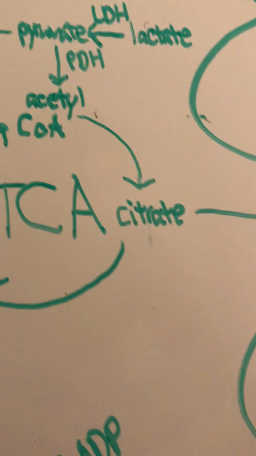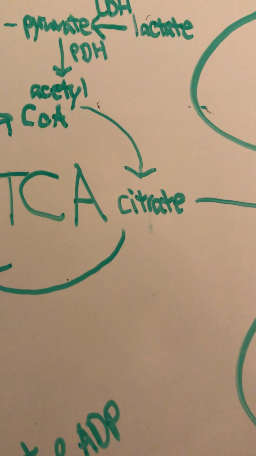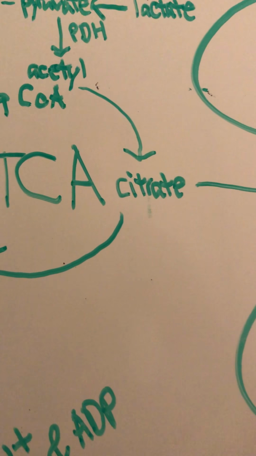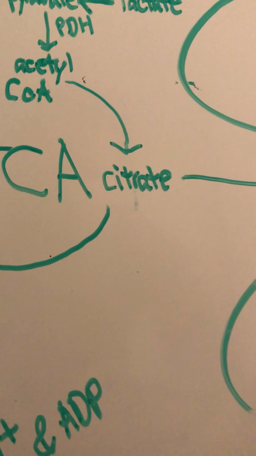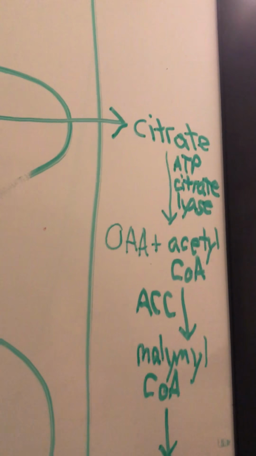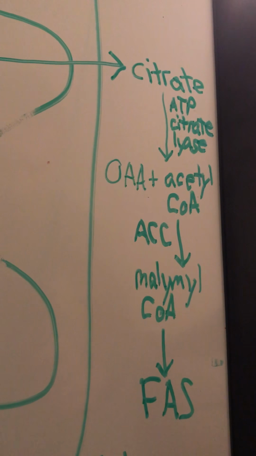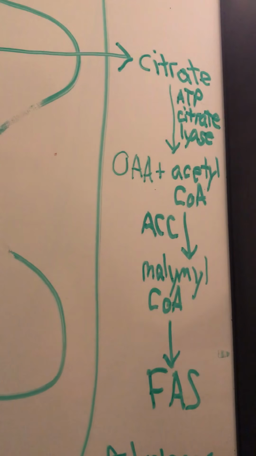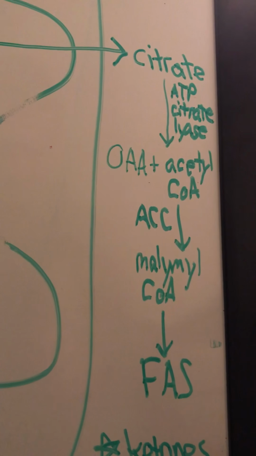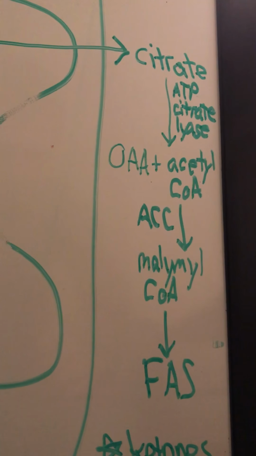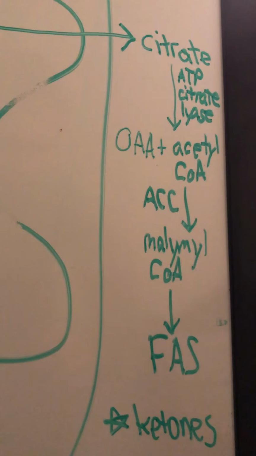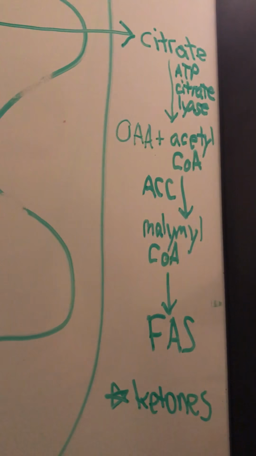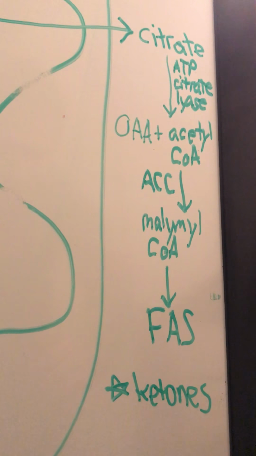Acetyl-CoA can become citrate via citrate synthase, and this citrate, an intermediate in the TCA cycle, can continue going through the TCA cycle, but also it plays an important role when it exits the mitochondria. It plays an important role in fatty acid synthesis. And so citrate via ATP citrate lyase can produce oxaloacetate and acetyl-CoA. And then acetyl-CoA via acetyl-CoA carboxylase can produce malonyl-CoA and go through fatty acid synthesis.